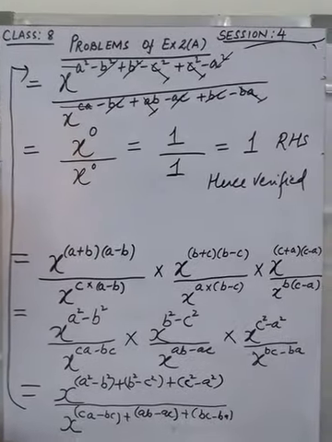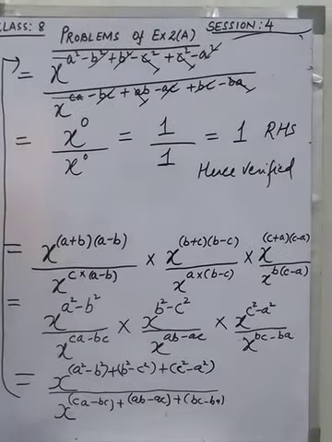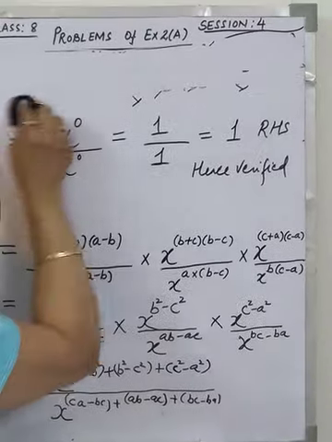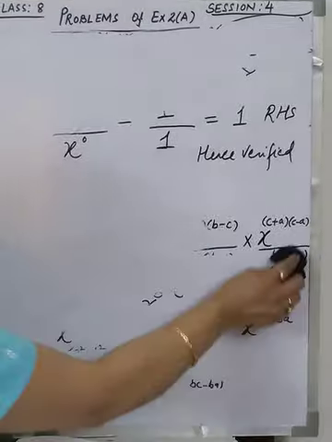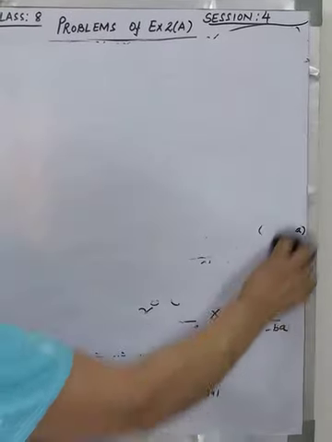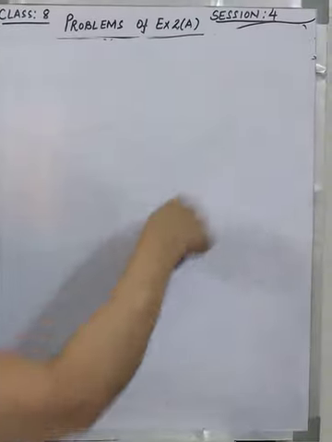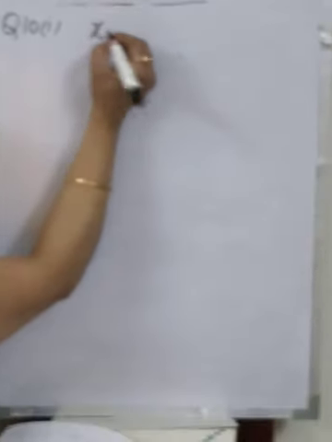Then, a child asked me about question number 10, first part. I am going to discuss question number 10, first part. What do we have to do? Evaluate. We are looking for the value of the given expression.